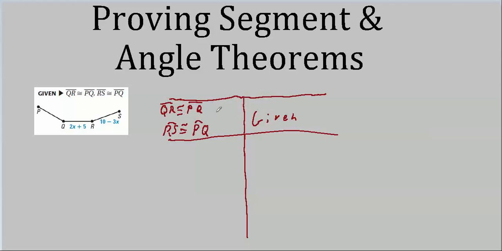Now, what else can we do here? First thing to do is just see what the statements lead to. For instance, we have a given statement here. What does this lead to? Well, we have QR is congruent to PQ. RS is congruent to PQ. So how about we use our property of transitivity for congruence to write that QR is congruent to RS. Okay, so far, fairly easy. And that is the transitive property of congruence, POC.